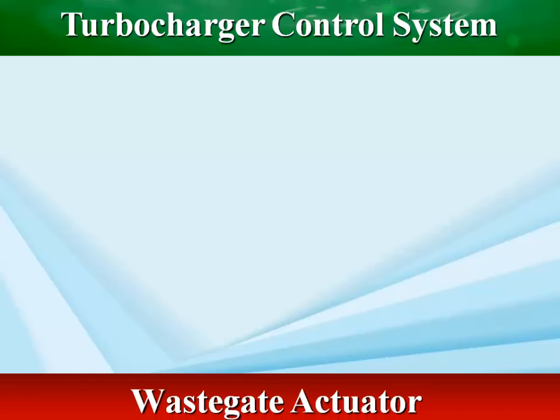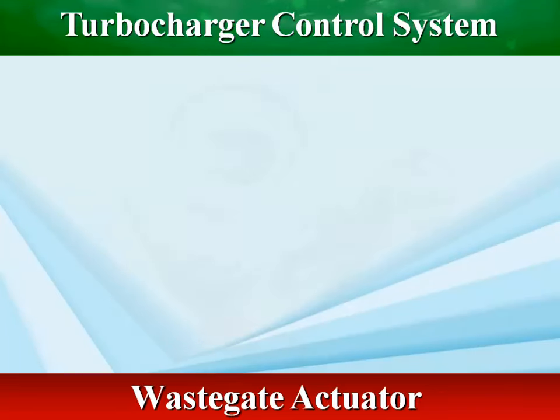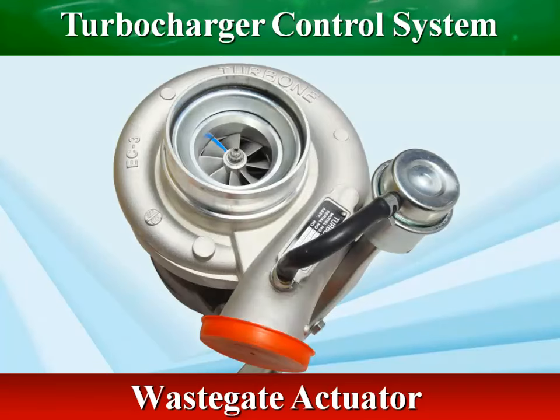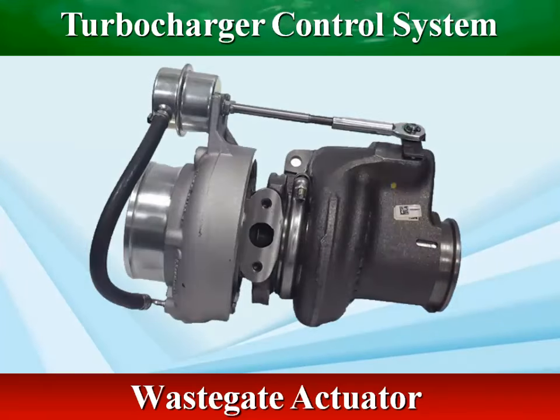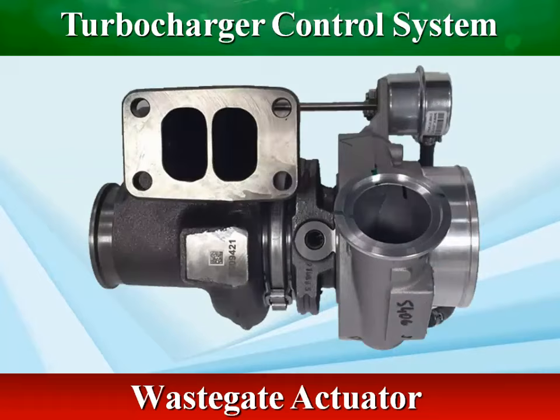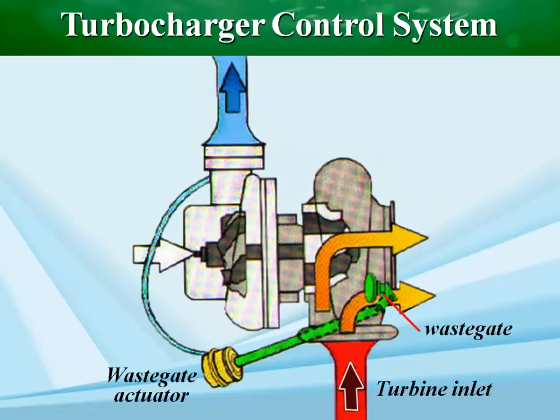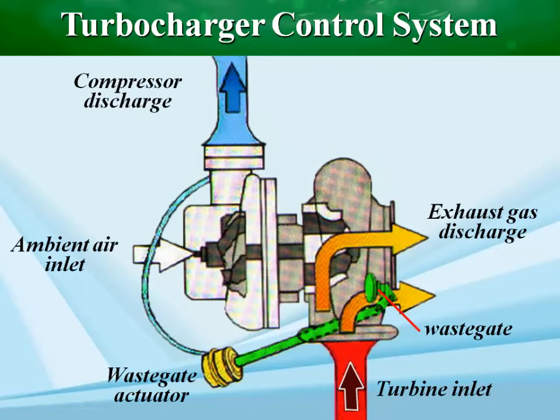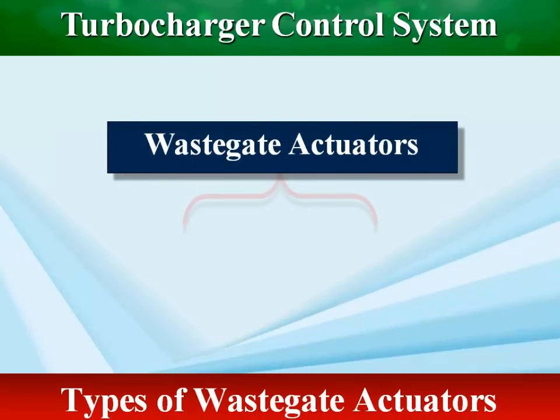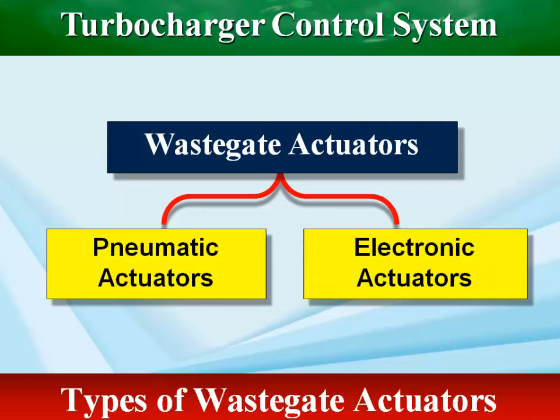A wastegate is used on many turbocharged engines to limit and control boost pressures. A wastegate actuator is a control device in a turbocharged engine that regulates the maximum boost pressure by controlling the exhaust gas flow through the opening and closing of the wastegate valve. Wastegate actuators are generally associated with either internal or external wastegate setups, and their control can be pneumatic or electronic.